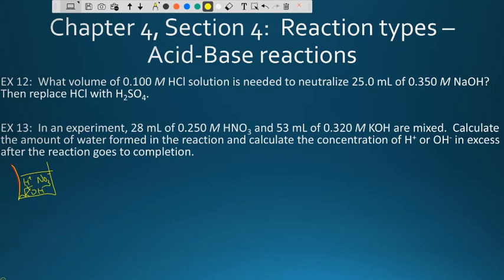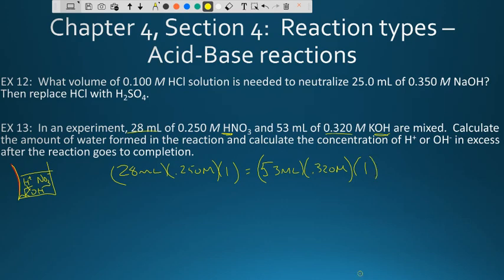Okay, so in an experiment we have 28 milliliters of 0.250 molar nitric acid, and look, we only have one hydrogen. I have 53 milliliters of the 0.320 molar, and I have one hydroxide. Oh, wait a minute. We're mixing those together, aren't we?